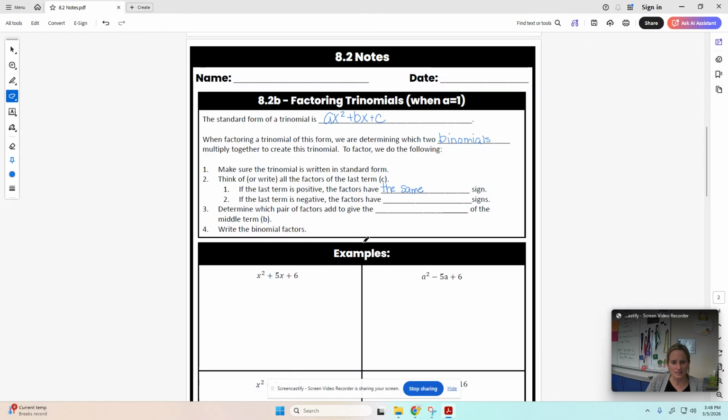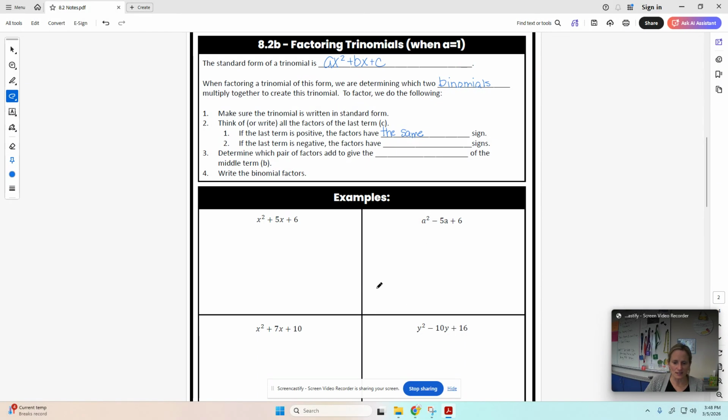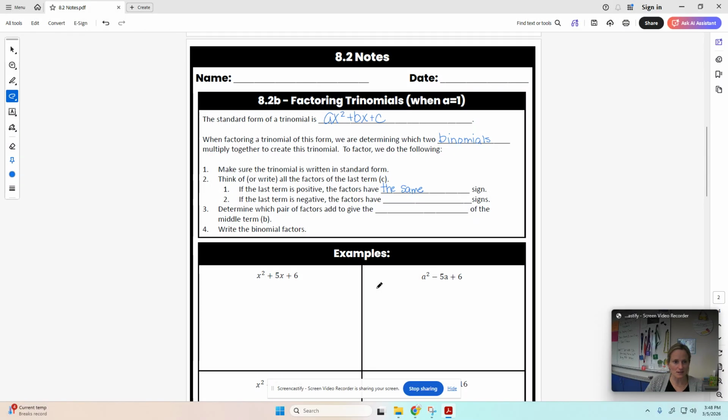If this last term is negative, like you'll see on the back side of this page, that means that the factors have opposite signs. So one was positive and one was negative. This is going to be important because we have to consider what those signs are, because the pair of factors that we're going to choose are the ones that add together to give us the number in front of the x here, the b value. So determine which pair of factors add to give the coefficient of the middle term.